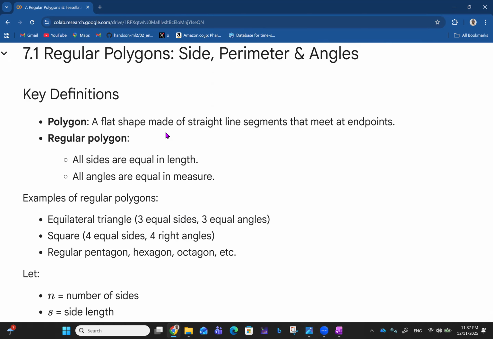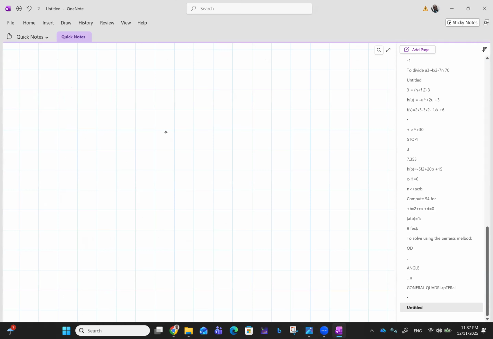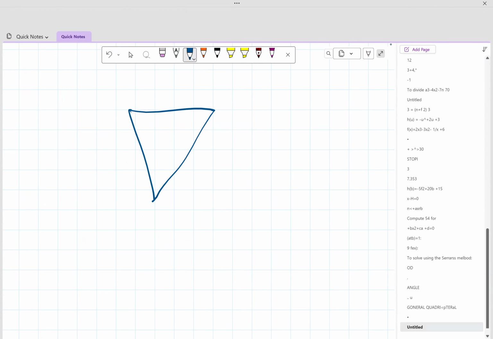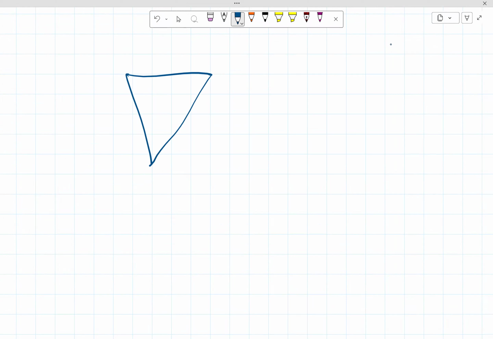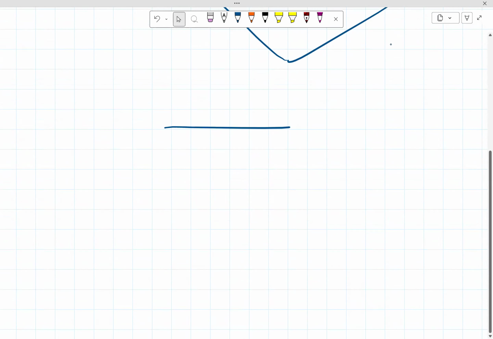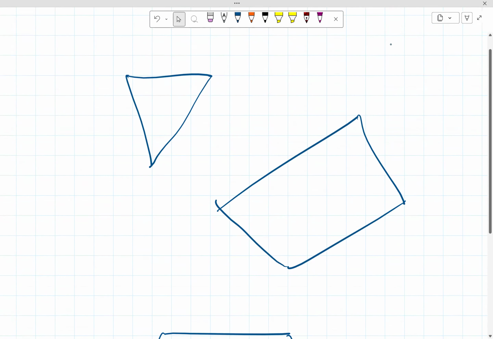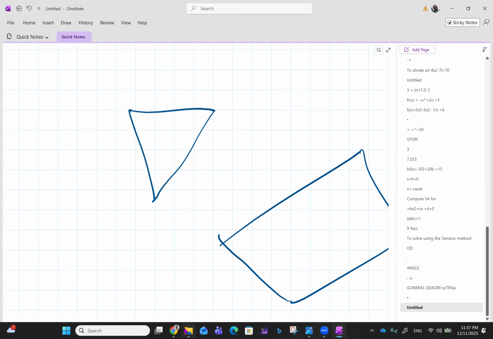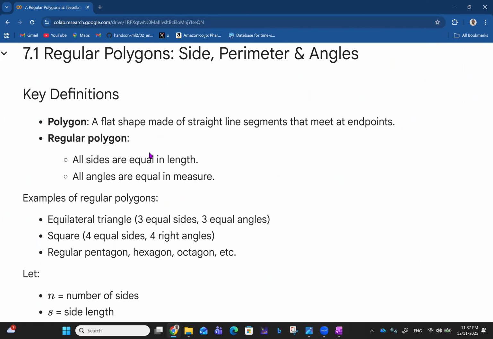So, in essence, a polygon will be something like this. You have a line, you have another one, and where one stops, another one starts, and at the end of the day, they all join up. That's a polygon, right? But the only thing is that we know that this is a triangle. Another polygon would be: draw this line, draw this, where it stops, draw another one, and then until everything closes up. That is a polygon. And another one is you have this, this, this, this, and this. That's a polygon, right? So that's what a polygon is basically about: a flat shape made of straight line segments that meet at end points.